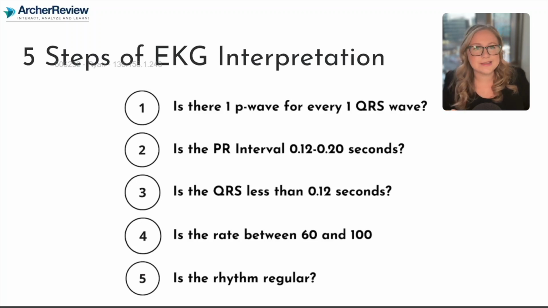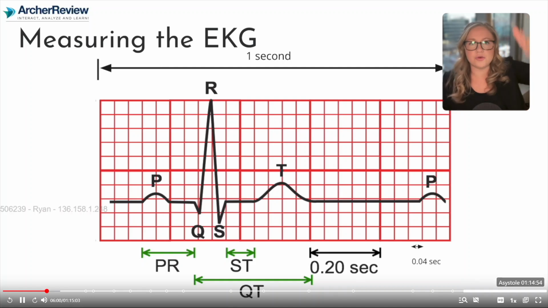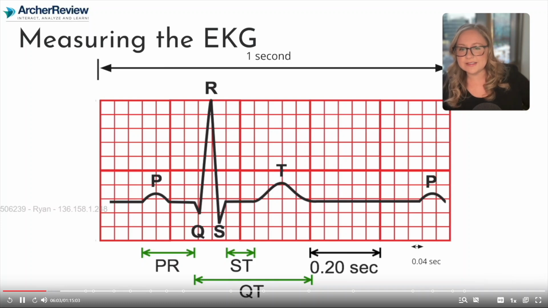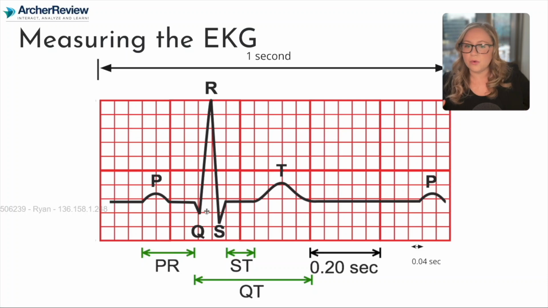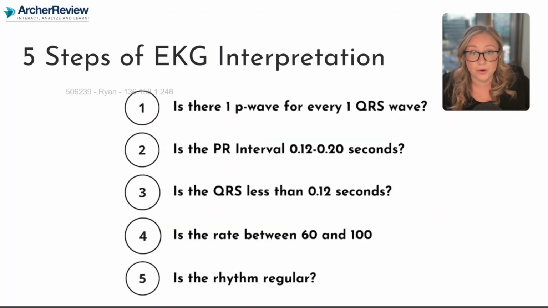So I just need that QRS to be less than 0.12. That is less than 3 little boxes. Again, let's practice and look back at that EKG. You see that big QRS spike? And look, it spans really just over one little box, 0.04 to 0.06 perhaps. It's certainly less than 3 of those little boxes. So we know this is a normal QRS complex. It is tall and narrow.